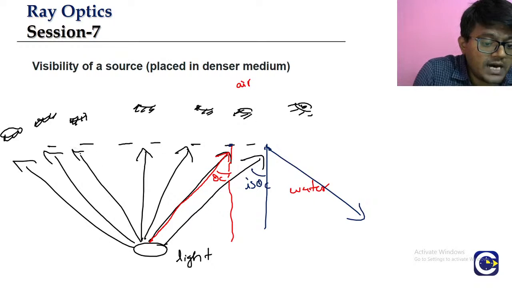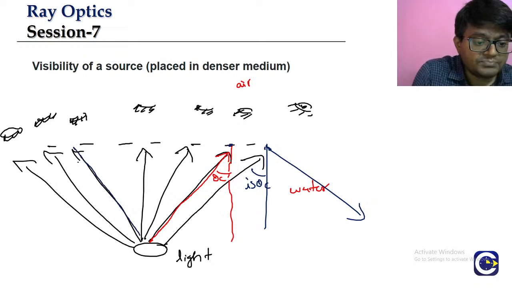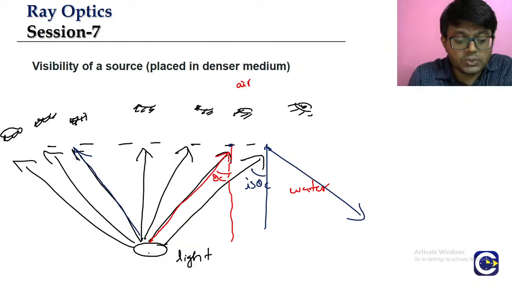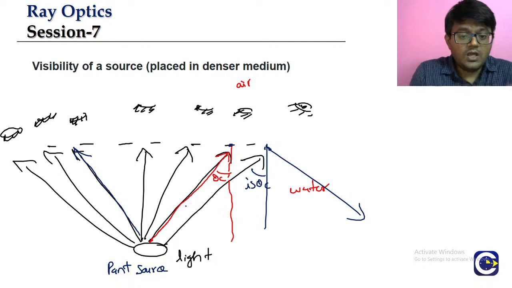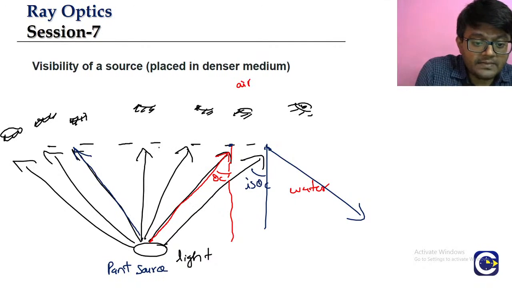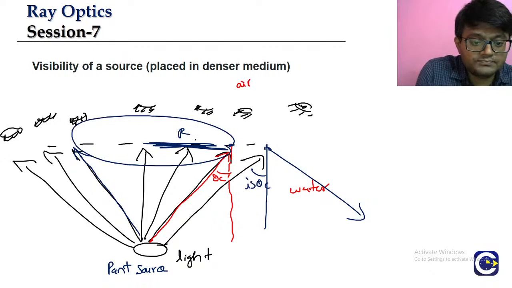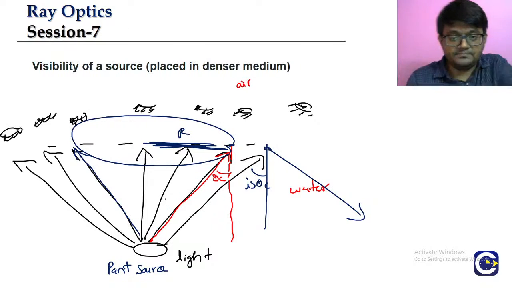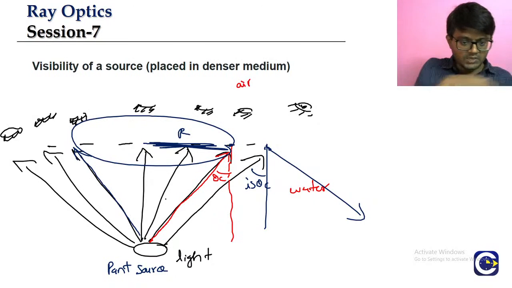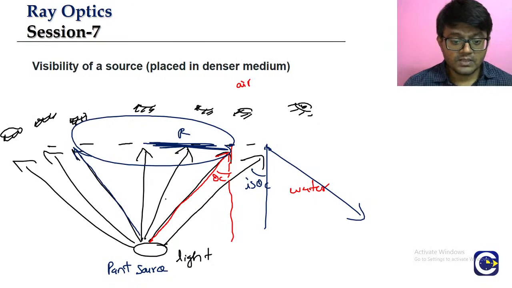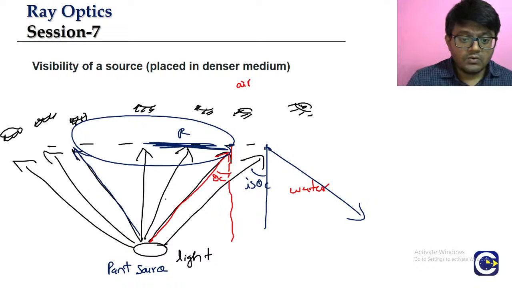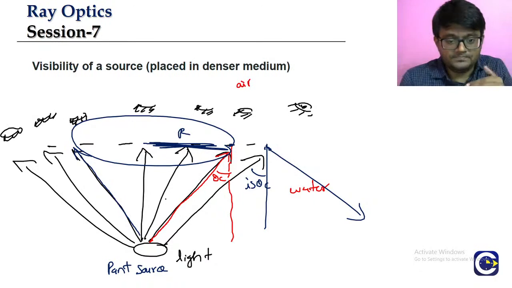Here also we can mark the corresponding symmetrical one. So we keep a point source. Think about a point source, right? Keep a point source at the bottom. Then on the surface of water, with this as the radius, you can think about a circular region. On the surface of the water, you can think about a circular region. Only through that part will the light be visible.